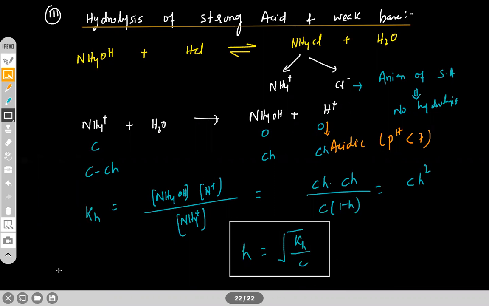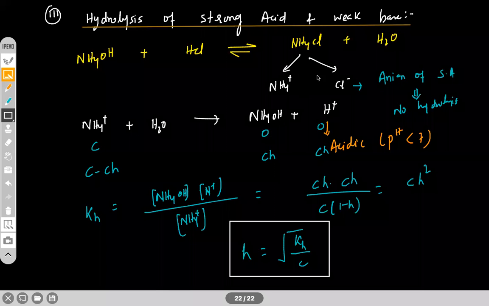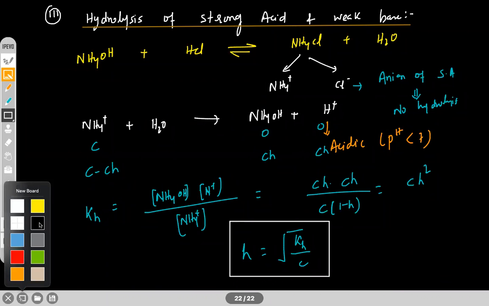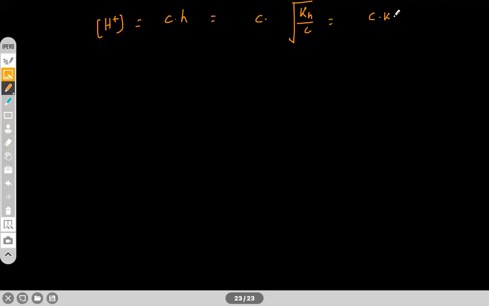This is the first one. Copy this down. Remember, H plus concentration is Ch. Yes, same thing. We are assuming the same thing, h is less than 1. Okay, next we can write down, since we have H plus concentration is C into h, C into root over Kh by C. So it is root over C Kh.